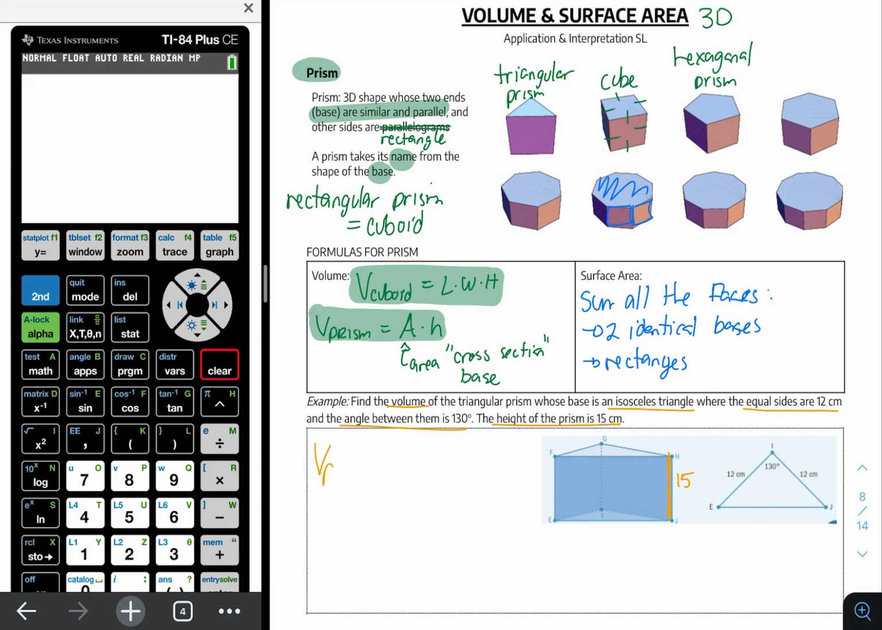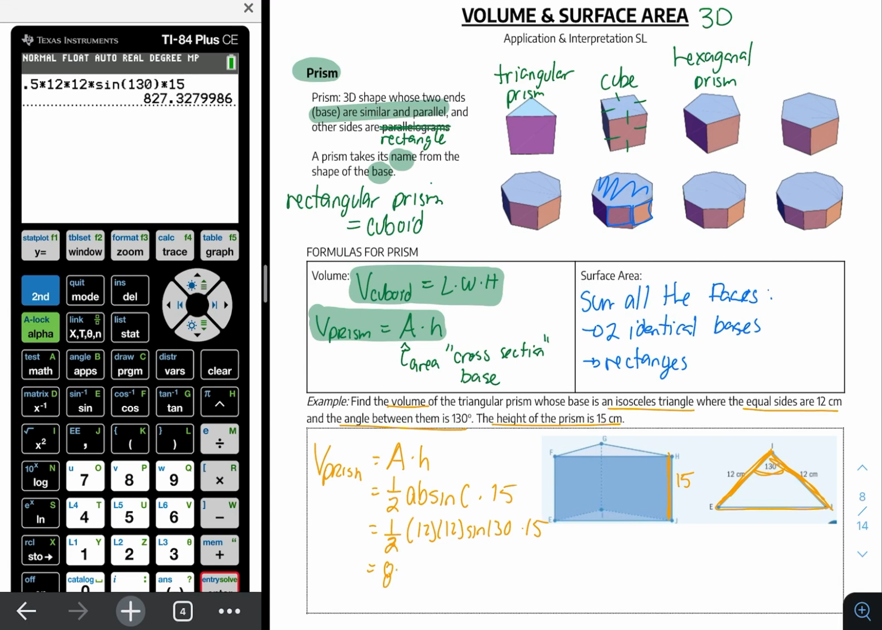In order to find the volume of a prism, we use the equation, which is area times height. The area here is the area of my triangle. So I have a triangle where I have 2 sides and the angle between them. So I can use the equation 1/2 ab sine of C, while the height is 15. So let's go ahead and substitute the values in the equation. We have 1/2 times 12 times 12 times sine of 130, and then times 15. Go ahead and put this into the calculator. And we get that the answer is 827 rounded to 3 significant figures.